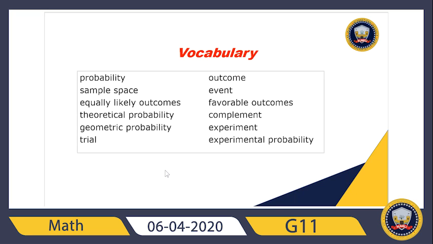Before starting, we have some vocabulary for this lesson, like probability, sample space, trial, event, and outcome. One by one, we will learn how to use and find the probability and each one of these definitions.